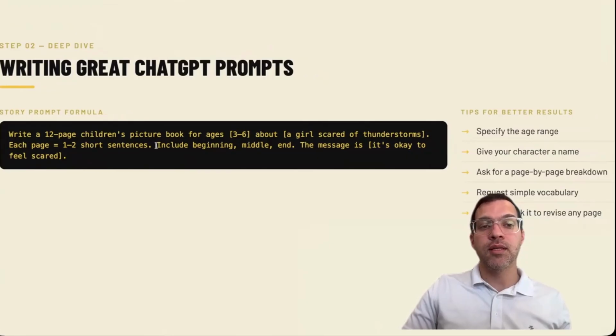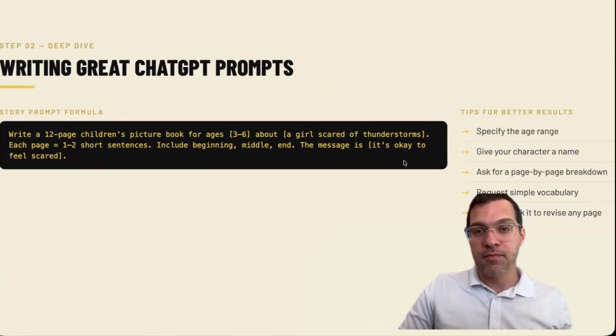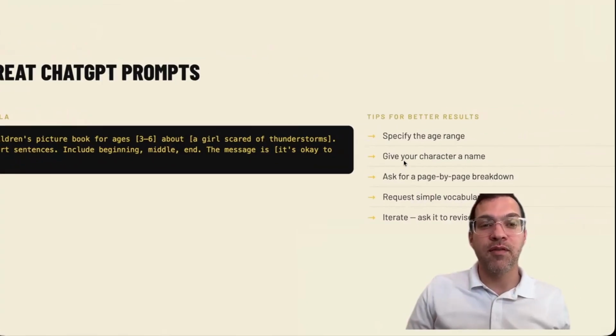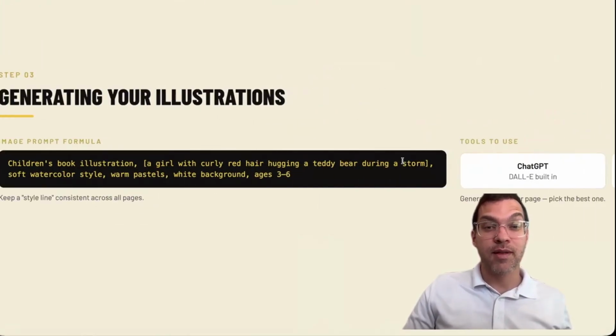Each page should be 1 to 2 short sentences, and include a beginning, middle, and end. If the message is blank, it's okay to feel scared, right? Whatever it is that you're going to be putting in there, you could talk to ChatGPT beforehand to try to figure out what those specific ideas are. And I already have a specific idea that I want to work on, which we're going to talk about in a second.